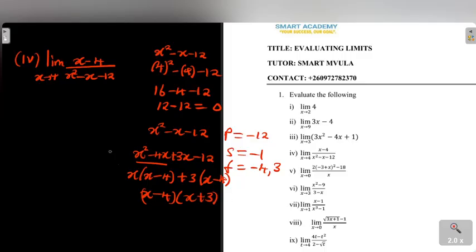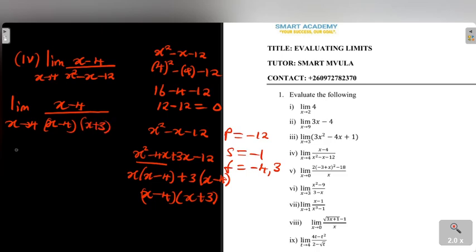So now we're going to say this is now the limit as x approaches 4. So I have x minus 4 over the denominator, which when factorized, we have x minus 4, and that is x plus 3.